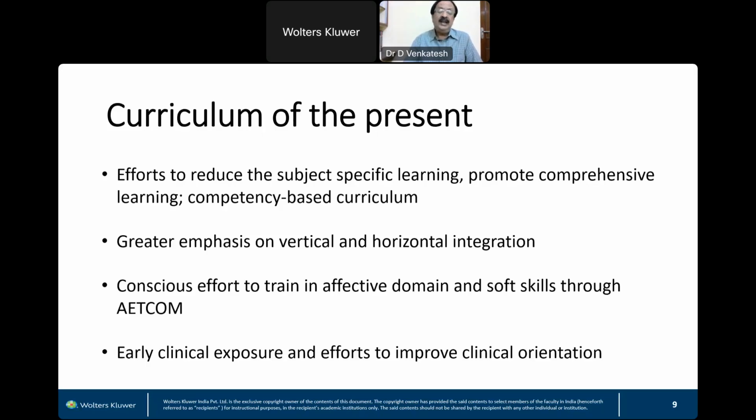The present day medical graduate aims at treating or managing as a primary care physician at the rural areas. He will not be involved in the tertiary or the secondary care, but the aim of the present day physician is to make him competent as primary physician. So the basic skill sets which are required to function as a primary physician are listed quite exhaustively in this competency based curriculum. And there is a greater emphasis on the vertical and the horizontal integration.